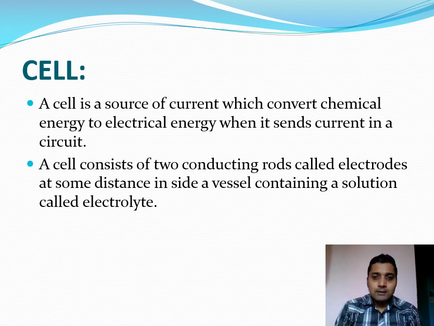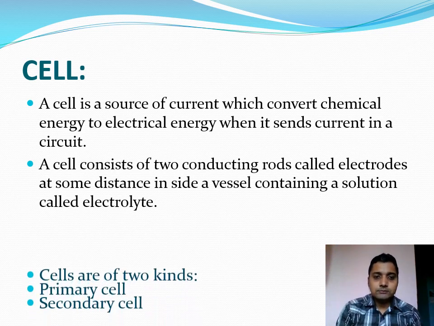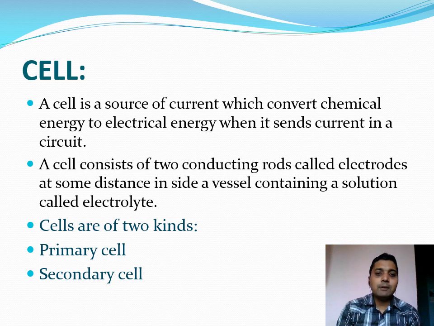Electrolyte means any substance that conducts electricity in its aqueous solution or molten state. An acid may be an electrolyte, a base may also be an electrolyte, and some salt solutions can be used as electrolytes. Electrolyte means it conducts electricity in the aqueous solution or in molten state. So here we come to the types of cell.